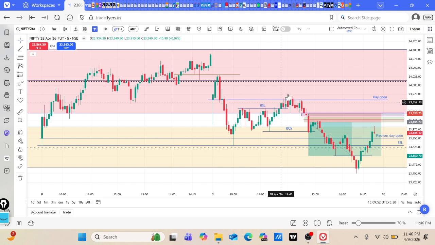Okay, either I would buy if it broke from here and either it will reverse, then I'll sell. Okay, so this was my good reversal point from over here.